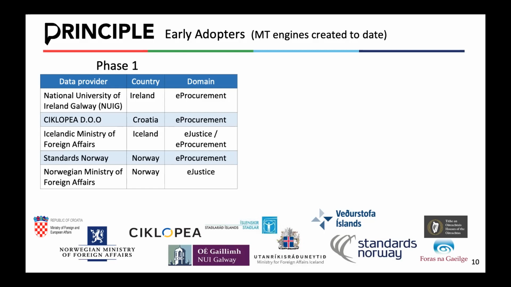So as you can see, they were all more or less in the domain of what we were looking for. And if we looked specifically for some of them, there was more general data, say for NUIG, but we asked for specific e-procurement data. And then during phase one, we would have evaluated the engines once they were handed over to the early adopters at that stage.